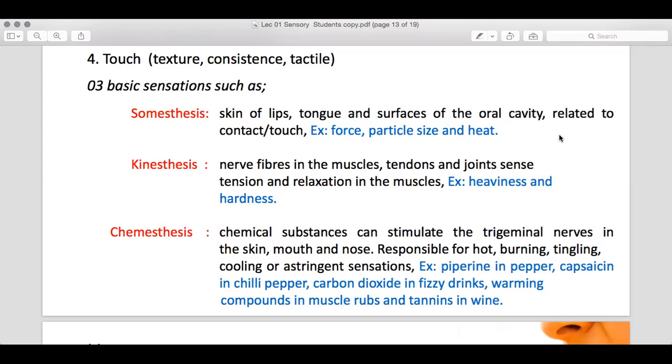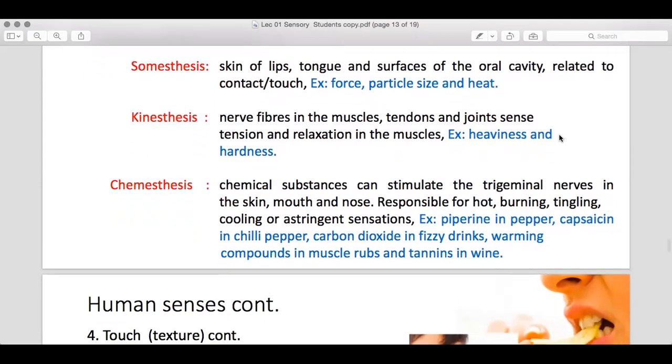That means kinesthesis, right? So you had better determine the differences between these two, somesthesis and kinesthesis. There are two reactions, the way that we determine the different factors regarding the food. The third one, chemesthesis. Here there is a totally different one. The first two, we have determined its force and size, all these things.